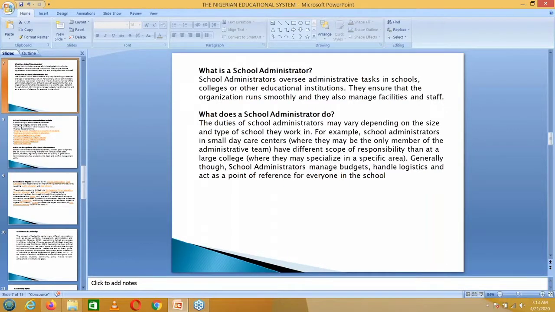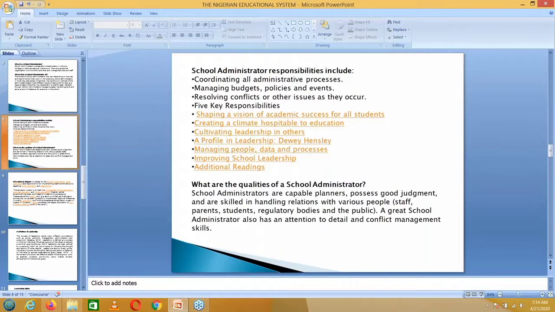In the sense that if any of the staff needs assistance, the school administrator is there as a point of reference. In times of sickness or anything, the school administrator is the one that will contact the parent of the child, you understand, or take the child to the hospital, unless they have a clinic within the school. So the school administrator manages the budget, handles the logistics, and acts as a point of reference for everyone within the school.